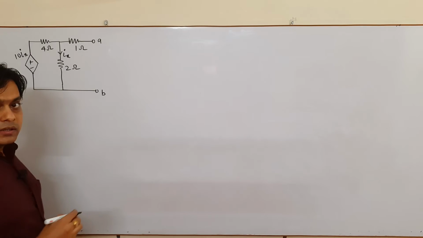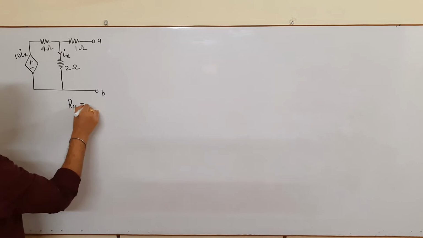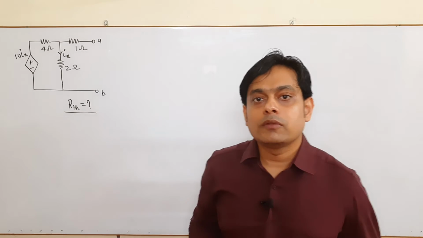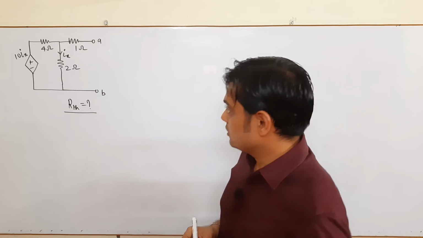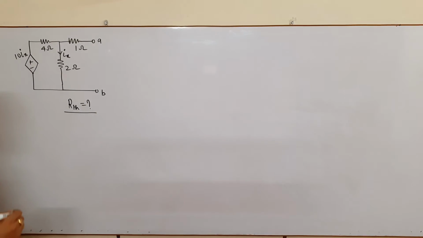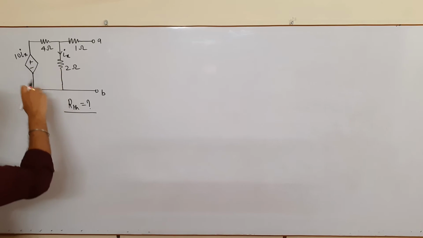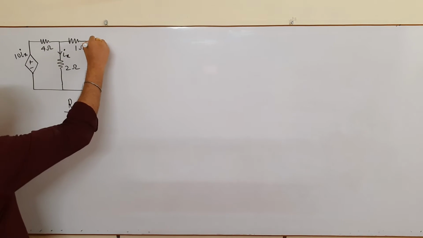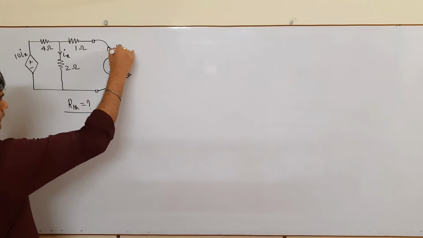Now friends, this is your next problem. In this problem you have to find the value of RTH. Okay, so we will see how we find the value of RTH. Now, once we have to find the value of RTH, since there is no independent source, what we will do, we will directly connect here our source, that is V theta, and we'll consider the current I theta.